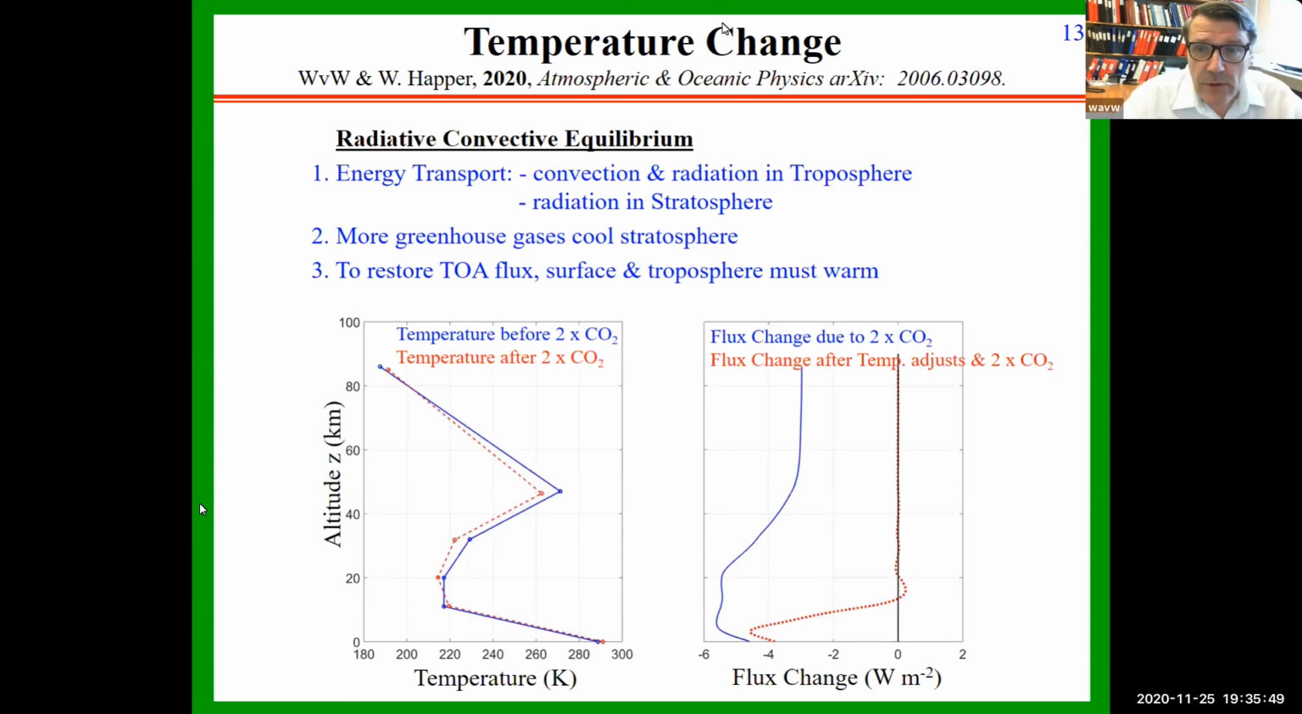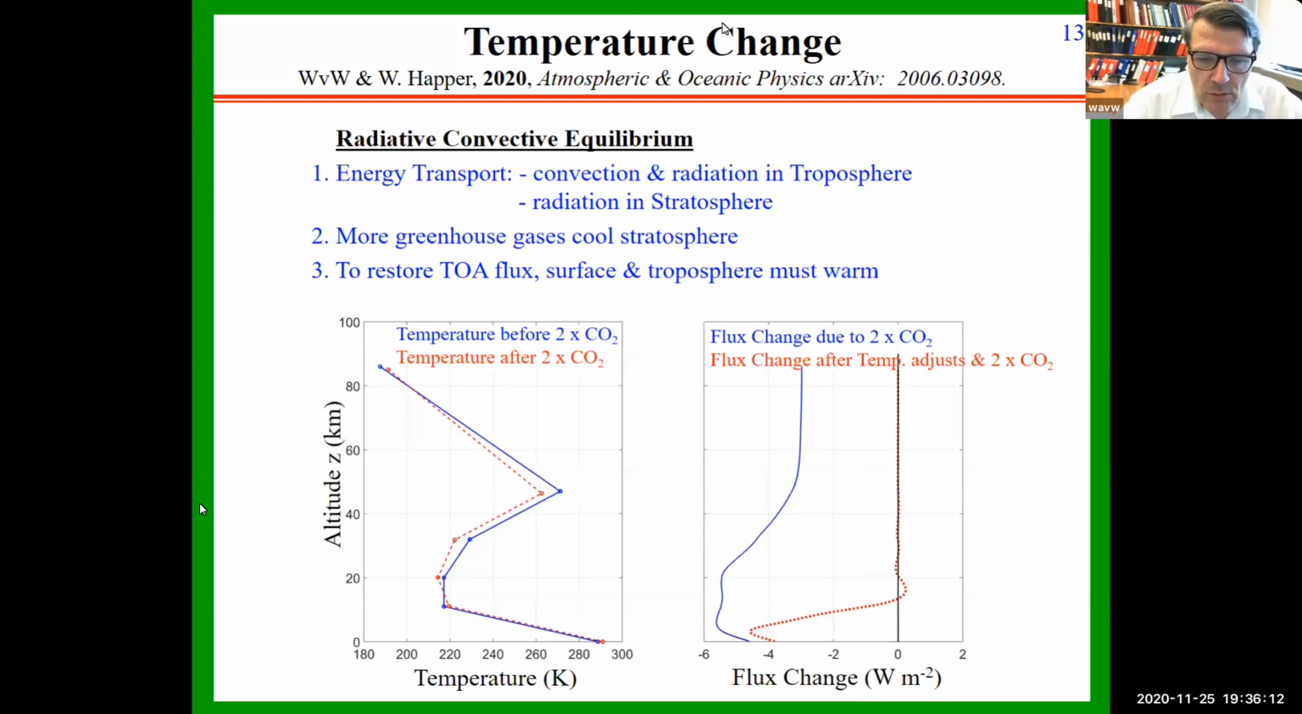Now, I'm sure all of you, when you go home and you talk to your children or your grandparents, you don't really want to tell them about flux or heat. You want to talk about temperature change. That's something everyone understands. So let's see if we can estimate what is the temperature change due to doubling CO2.